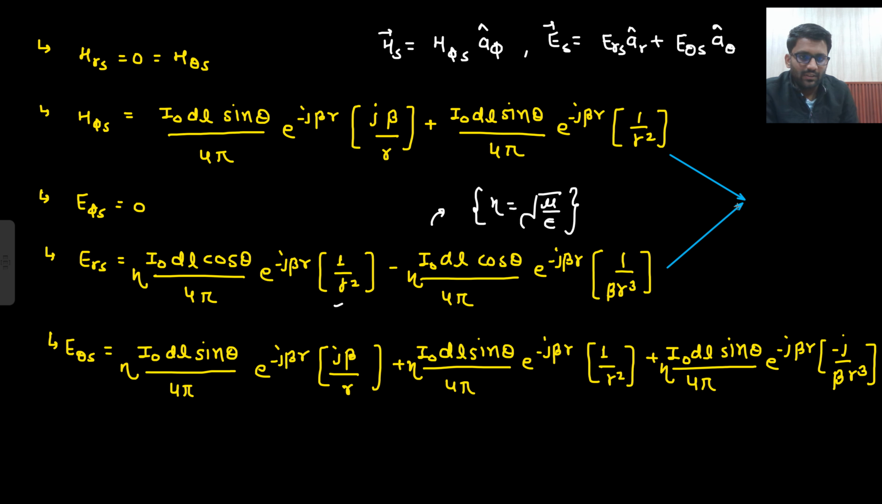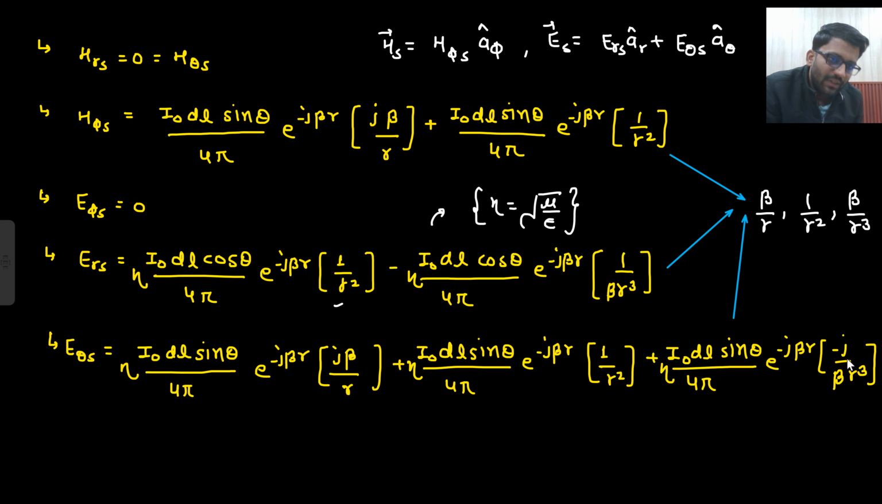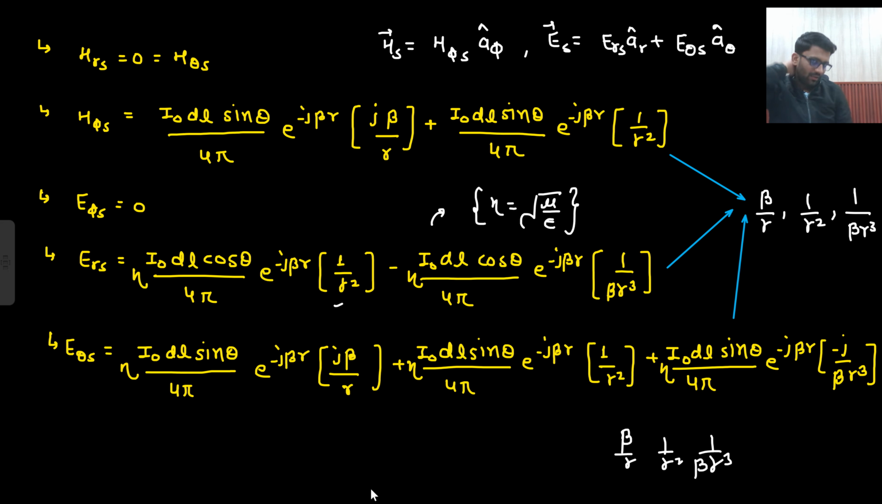That this expression and this expression are functions of beta by r, 1 by r square and 1 by beta r cube. Generally people remember that these are functions of 1 by r, 1 by r square, 1 by r cube. But no, that is not what we need to remember. Here it is multiplied by beta, here nothing is multiplied, here beta is in the denominator. So they are functions of beta by r, 1 by r square and 1 by beta r cube. Are you getting this point? So this also should be in your mind.